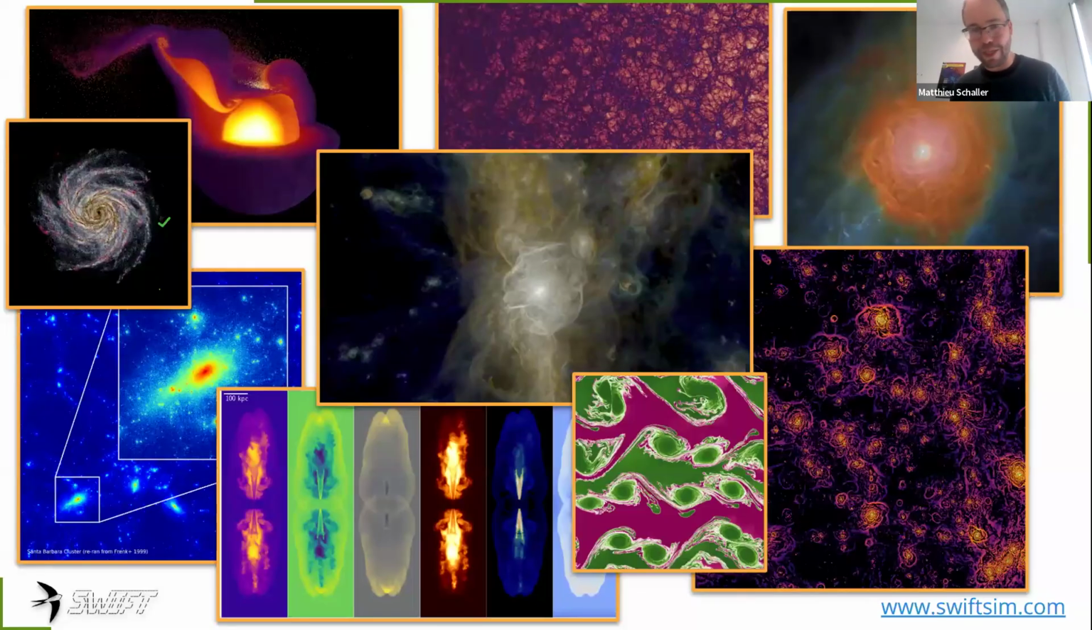And I'll leave you with some pretty pictures of things we have run with the SWIFT code in general, going from galaxy formation, the interior of planets, clusters, some very simple hydrodynamic problems at the bottom, or some AGN jet activity in the middle at the bottom.